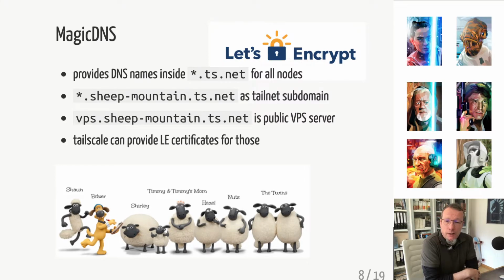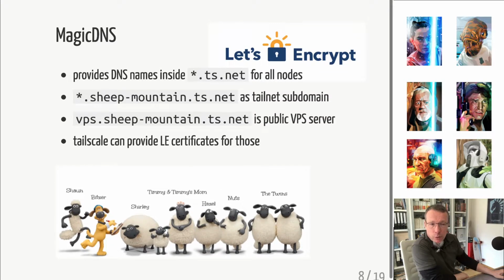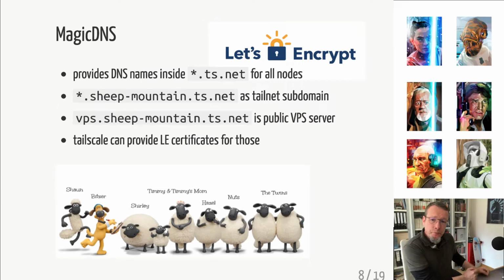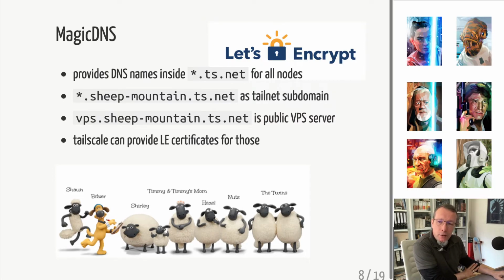So sheep-mountain.ts.net is the top domain for my tailnet nodes, and vps.sheep-mountain.ts.net is my public VPS server, which I've hosted somewhere in the cloud. And the nice thing is then you can use this name internally. It will resolve these to your proper tailnet addresses. And when you share with friends, you also get access to their Magic DNS names. So you can use them as well in a shared net setting.